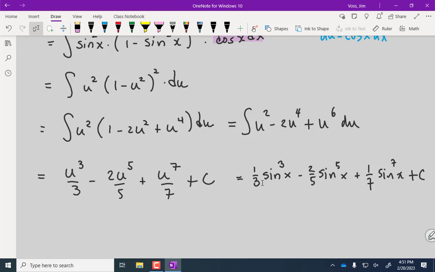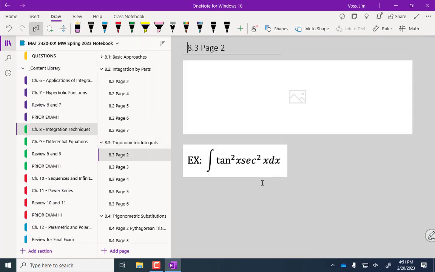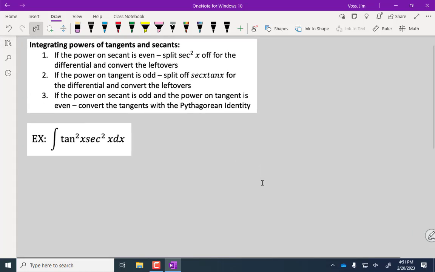So the main idea is that you pull something off so that you let u be the function that has what you pulled off as the derivative. So if you put cosine off to the differential, you're going to let u be sine. If you put sine off with the differential, you're going to let u be cosine. It's a little more transparent with sines and cosines. Tangents and secants are a little bit more complicated. And the rule changes based on the powers. So with sine and cosine, all you're looking for is odd. That's easy, right? Here it's a little different.